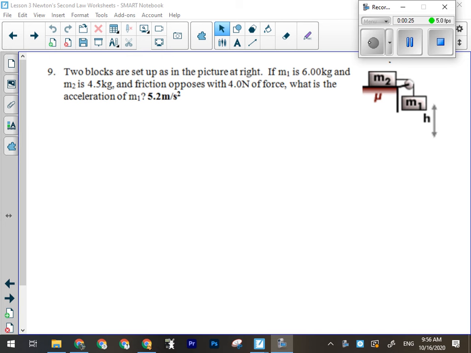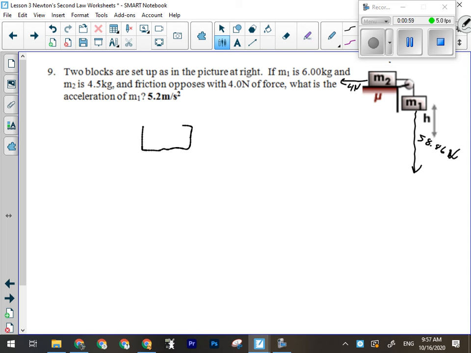Mass 1 is 6 kilograms, so we know that there's a force of gravity of 58.86 newtons acting on that mass, and the other mass is 4.5 kilograms, and friction is opposing with 4 newtons worth of force. So those are the forces within the system.